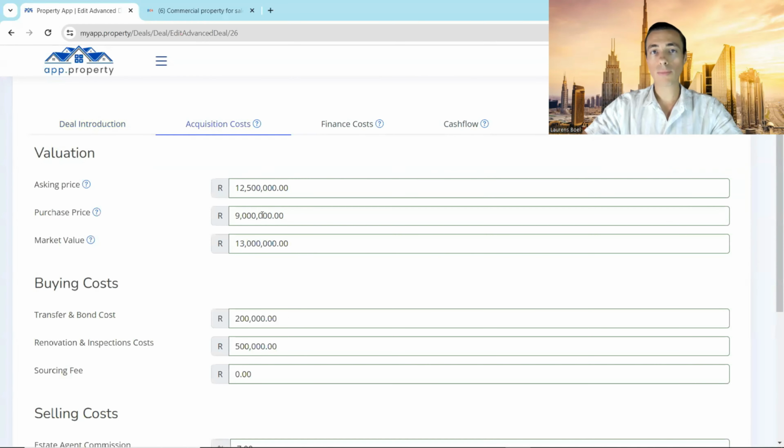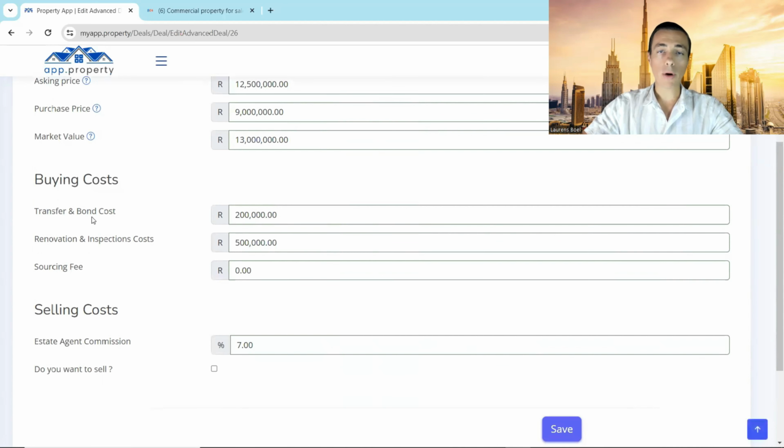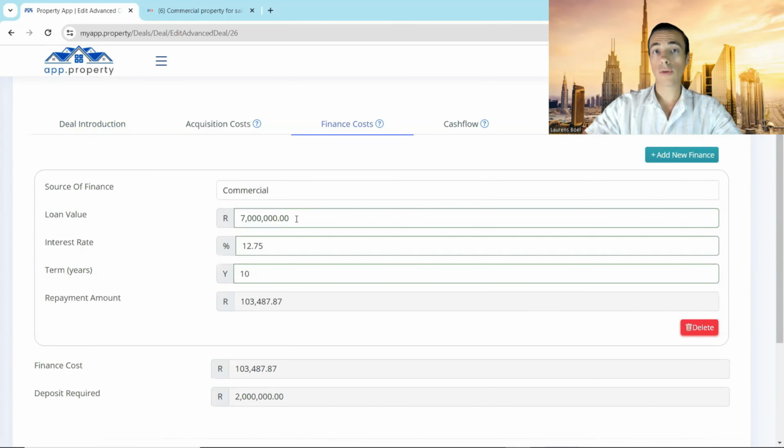So first of all, the asking price is 12.5 million. I'm going to offer 9 million. I've also calculated my bond and transfer costs using the calculator on the app. It's given me 200,000 and I've budgeted 500,000 for renovations. As this is a commercial/industrial deal, I'm using commercial terms for finance and requesting 7 million in loans.